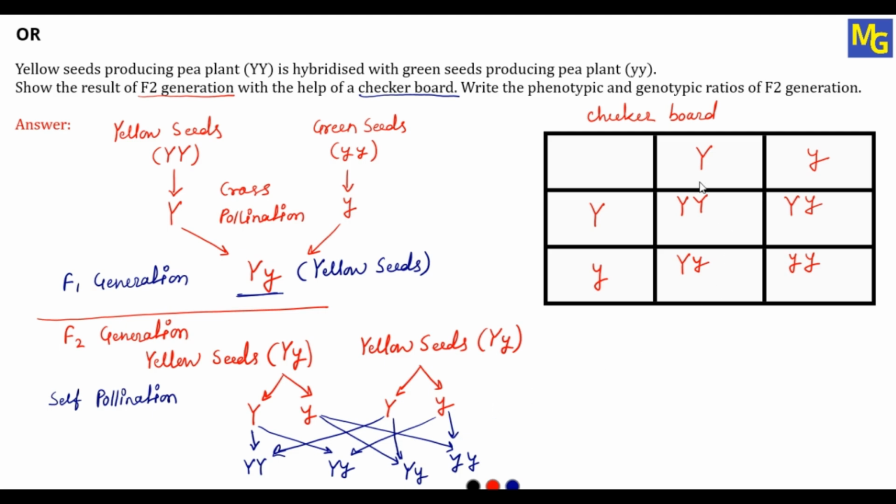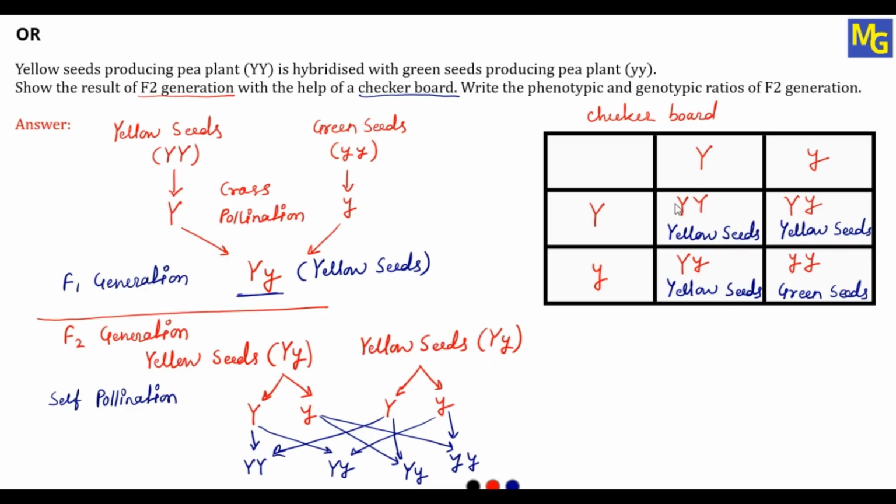So now we will see. In the first one, capital Y, both are dominant, so whatever seeds we get here, all will be yellow seeds. Here also we have capital Y, so all the seeds will be yellow. This also will be yellow because there is one capital Y. So I'll write yellow seeds. But in the last one, both are small y, small y, so it is recessive. Whatever seeds we get here will all be green. So I'll write green seeds. This is called a checkerboard.